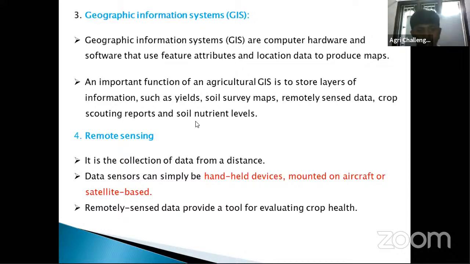Data sensors can simply be handheld devices. Not only in satellites, there are handheld devices also, to monitor. Then they can be mounted in aircraft too. An example of a handheld device is the GreenSeeker. GreenSeeker is one handheld device.